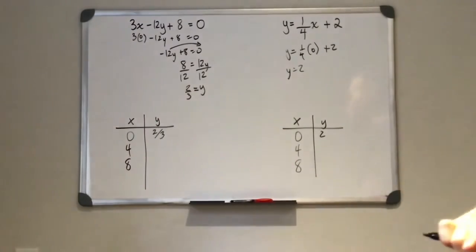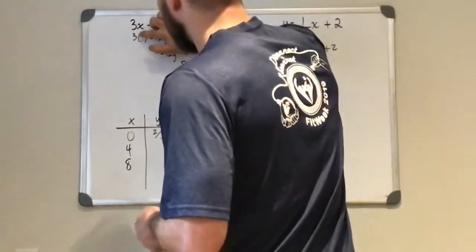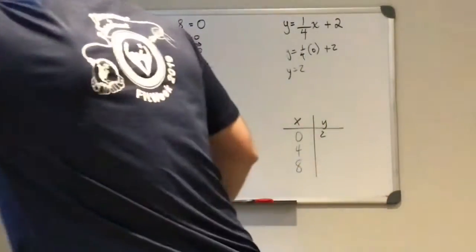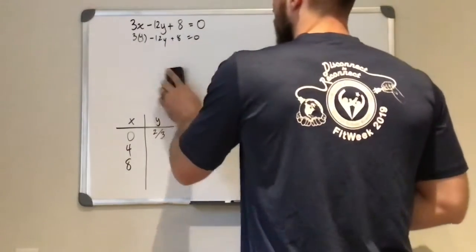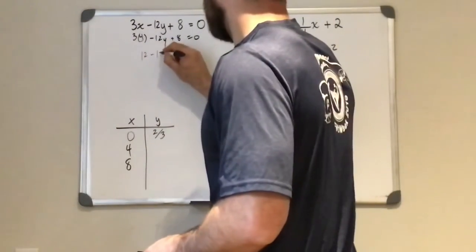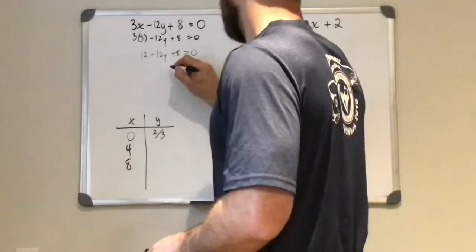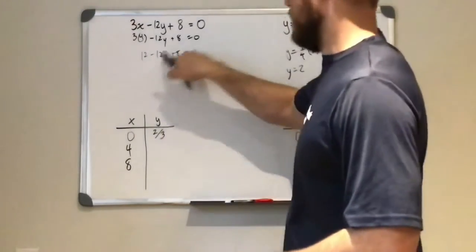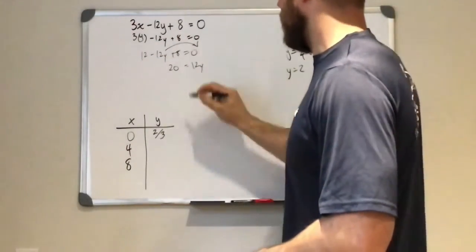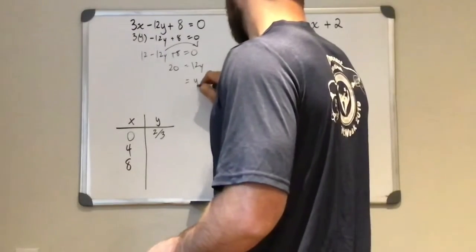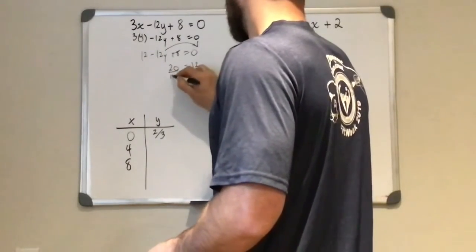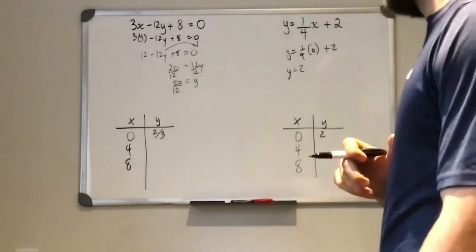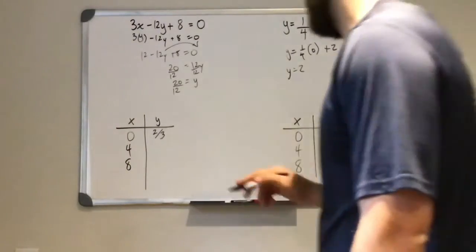Let's find at least one more point. So for that, instead of putting in a 0, I'm going to put in a 4 and use this guy here. Now we have 12 minus 12y plus 8 equals 0. This is going to be 20 equals 12y, if I put the 12 and 8 together and move this guy to the other side. So we're left with 20 over 12, which is the same as 10 over 6, which is the same as 5 over 3.